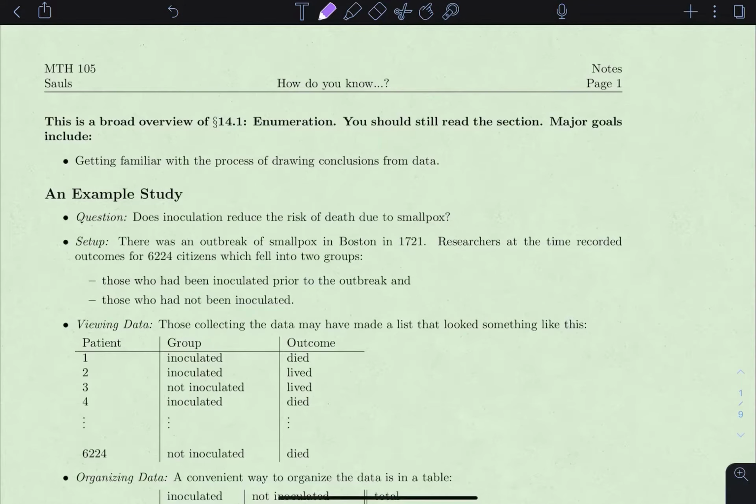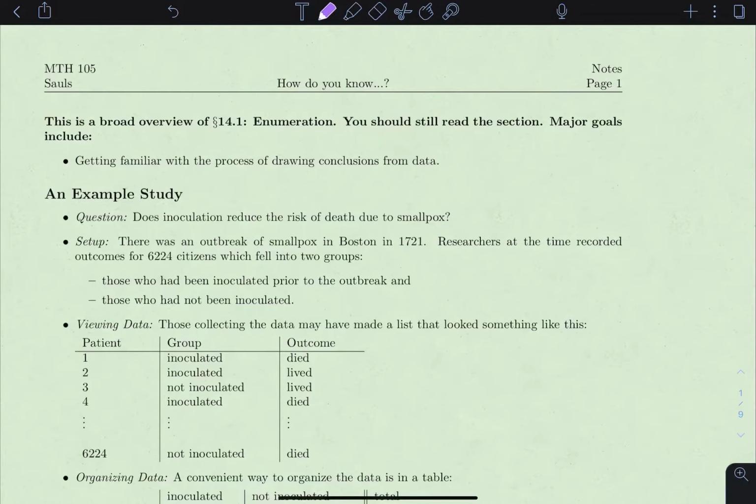So these numbers on the inside, let's just look at this one in particular. We want to be able to interpret. So this 238 people, there are 238 people in this list that both were inoculated and lived. Were inoculated and lived. So for instance, here's one of those people.